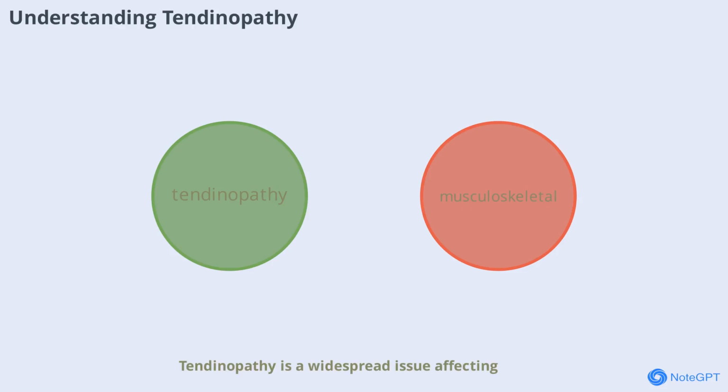Tendinopathy is a widespread issue affecting both athletes and the general population, leading to pain and impaired function. It's a condition marked by changes in tendon structure, such as disorganized collagen and increased ground substance, rather than just inflammation. Clinicians from various specialties encounter tendinopathies frequently, making it essential to understand their diagnosis and management.